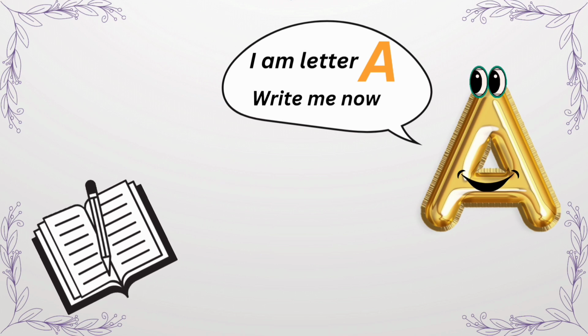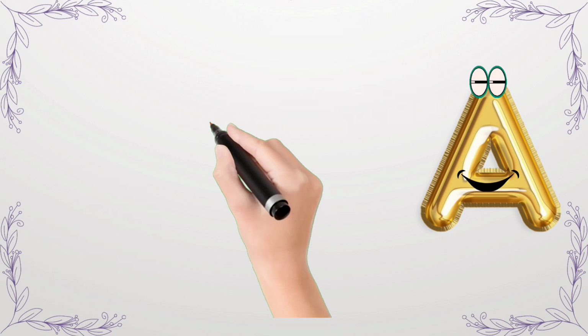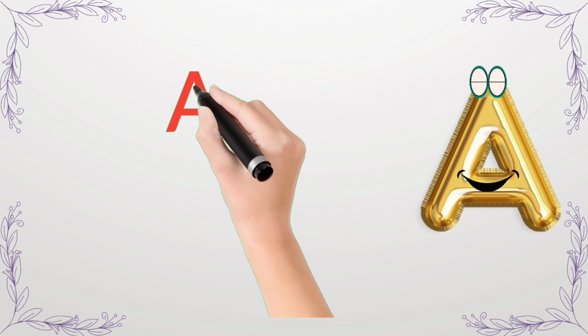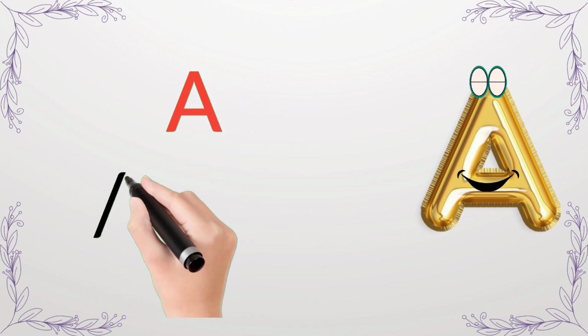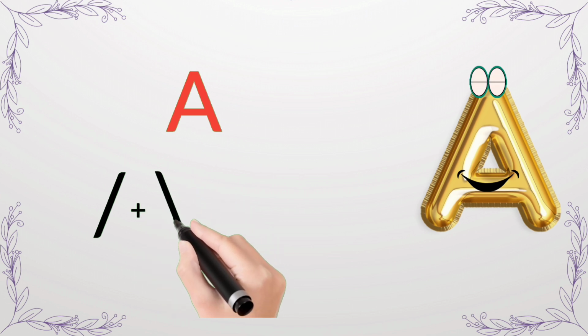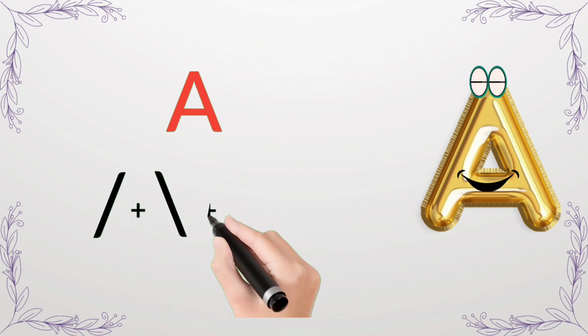I am letter A. Write me now. Left slanted line, right slanted line, last horizontal line. Say A 5 times and write A, A, A, A, A.